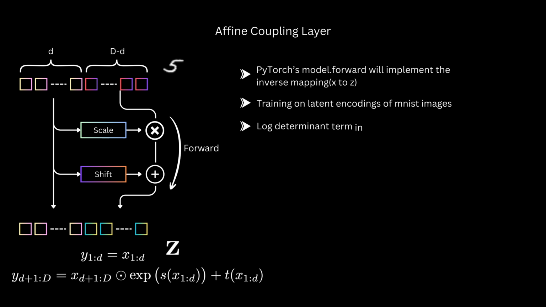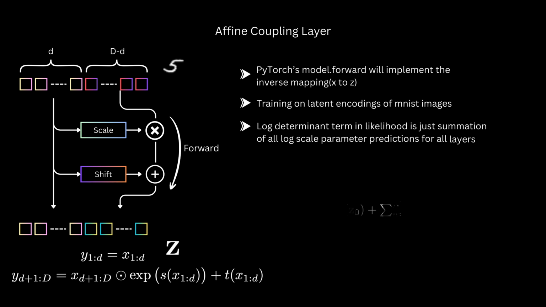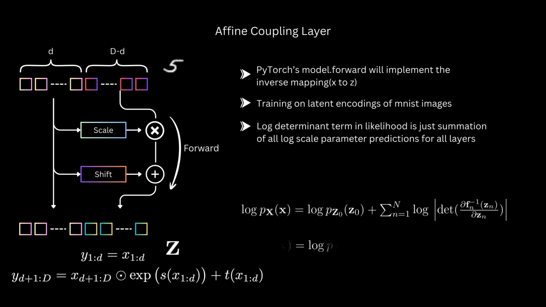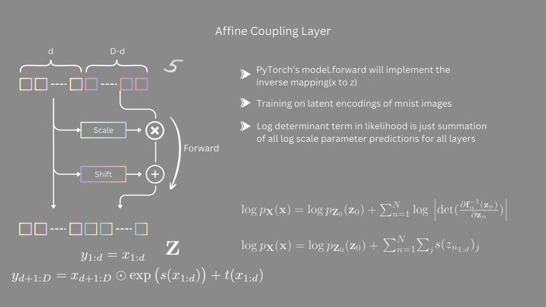Third is regarding our log likelihood computation for training. We have this expression for the log likelihood of a sequence of transformations. And we have seen that for affine coupling layers, the log of the determinant is just the summation of the scale parameter prediction for all components. So the second term for log likelihood is just going to be the sum of all log scale parameter predictions over all affine coupling layers. Those were all the details that I wanted to specifically point out. And now let's move to implementation.